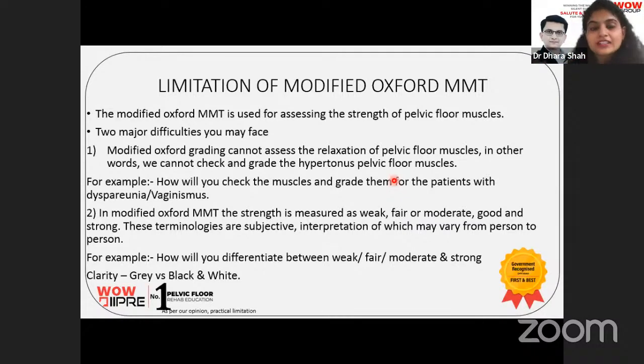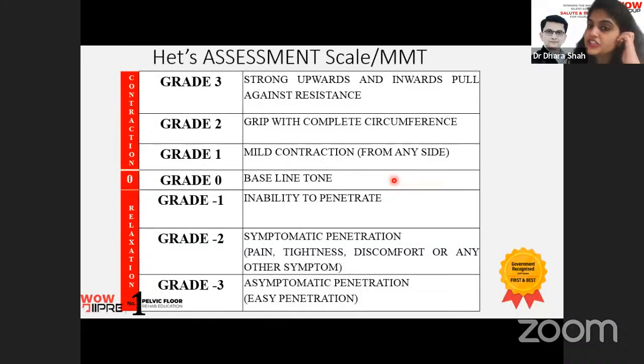So it is quite subjective, quite vague and not specific. These two limitations are taken care of by Hates MMT. I would really request all the neuro PTs who are here, who are working in the neurological sectors, to understand the scale and use it for your patients who are suffering from a neurological dysfunction.